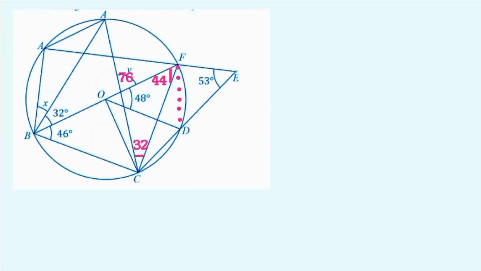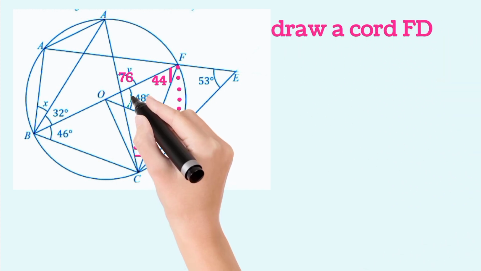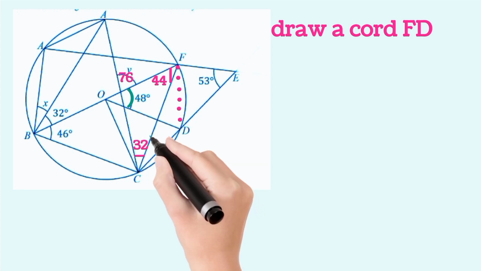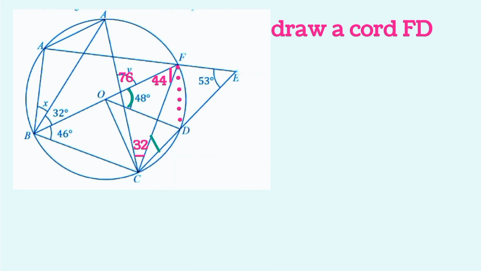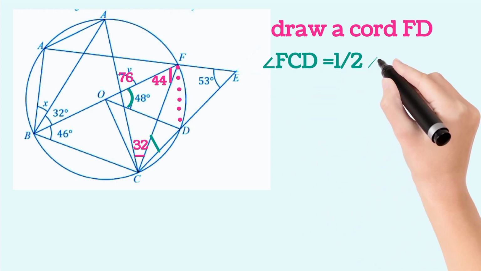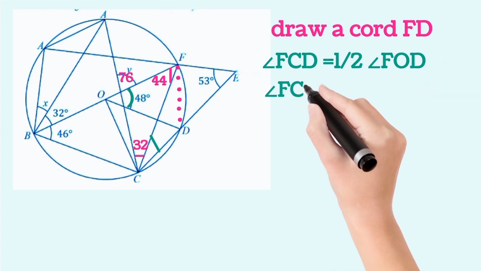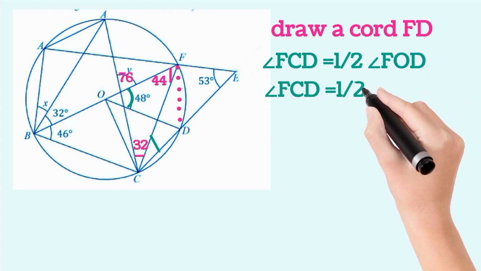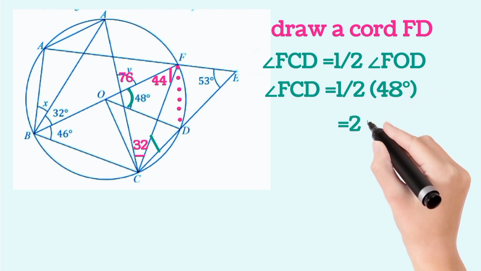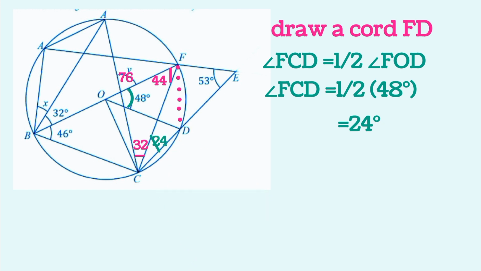Now let us join FD. Now this angle is angle at the center and this angle is angle at the circumference on the same chord FD. And we also know that angle at the circumference is half of the angle at the center. So angle FCD will be equal to half of FOD, that is 48 degree, which will give 24 degrees. So this angle is 24 degrees.